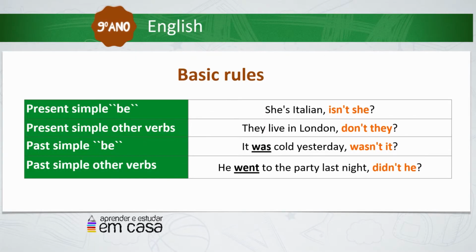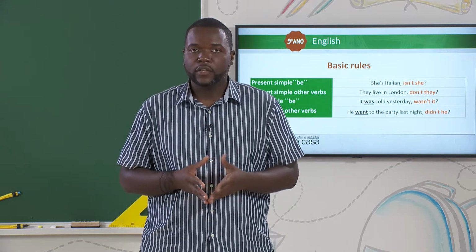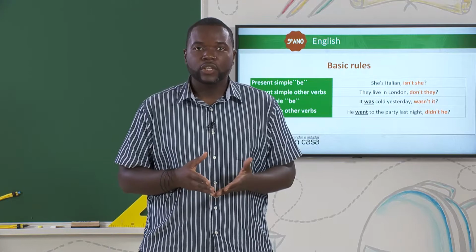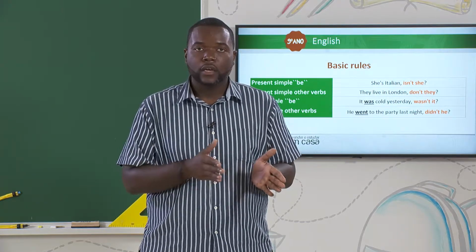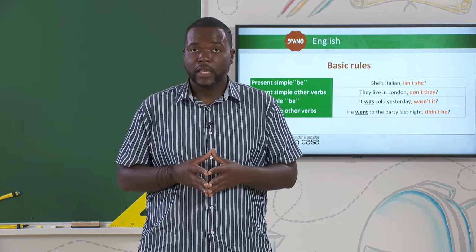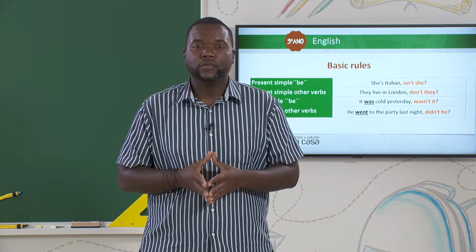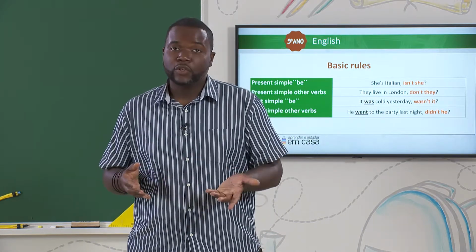The basic rules of the use of the question tags are as following. With the present simple of the verb to be, you have she's Italian, isn't she? What you have here, students, is the usage of this exception rule. We only use the verb to be. The main clause is she is Italian. The second clause, negative, you also use the verb to be. And don't forget, you're asking for confirmation. Let's continue.